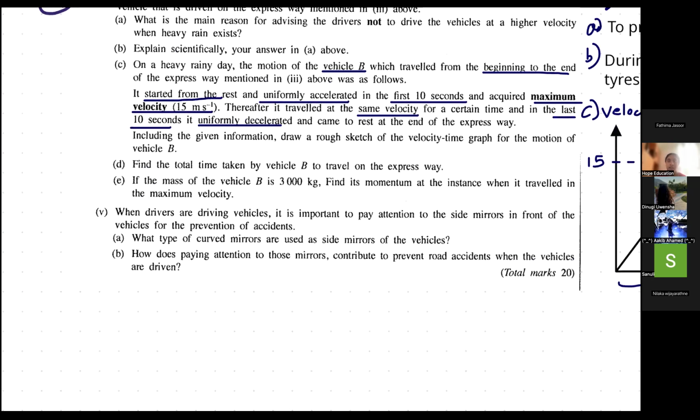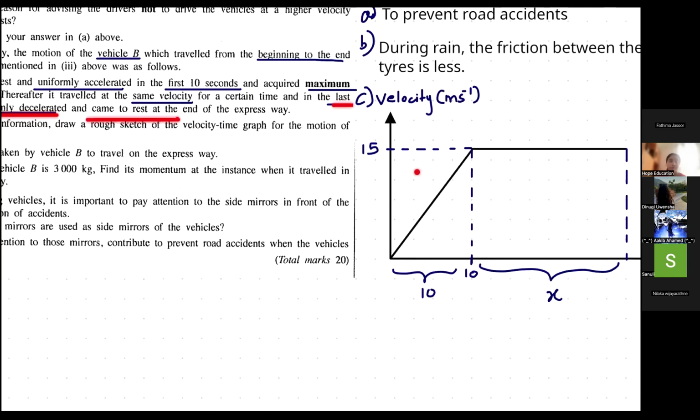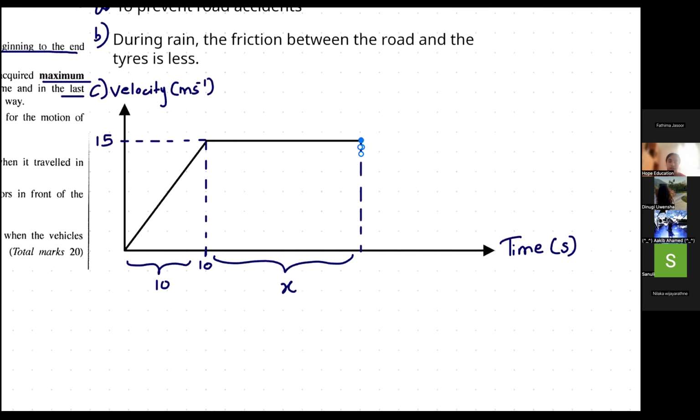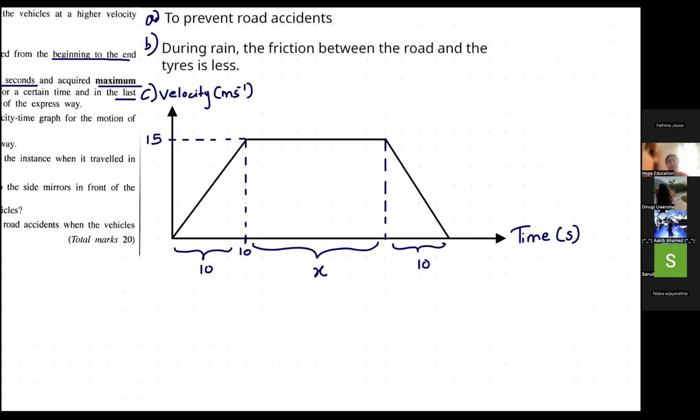In the last 10 seconds, it uniformly decelerated and came to rest. Again, it becomes 0. Last 10 seconds. Okay. So this is the shape of the velocity time graph, and this is how you should have drawn the velocity time graph. Okay. Is this clear to you? Any questions? All good? Okay.